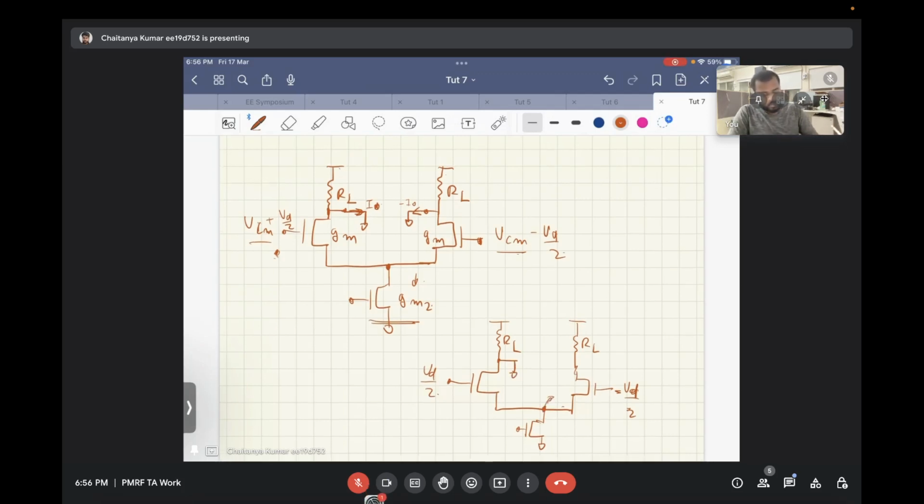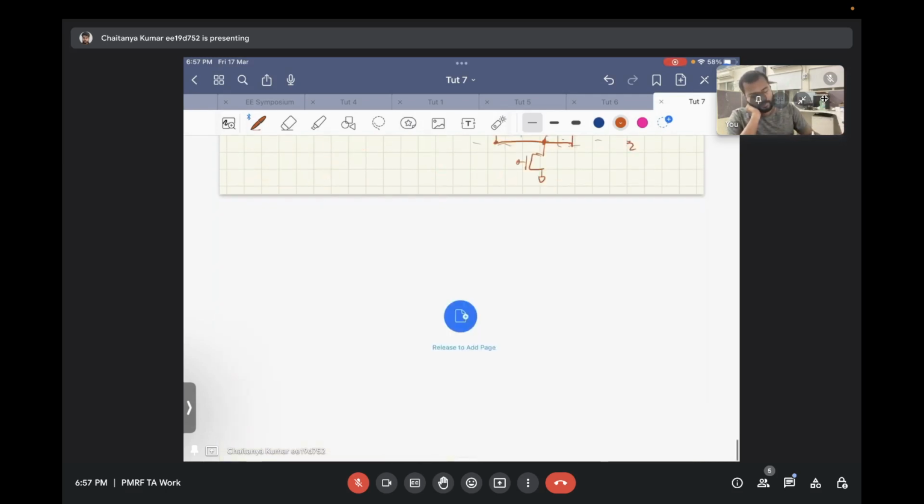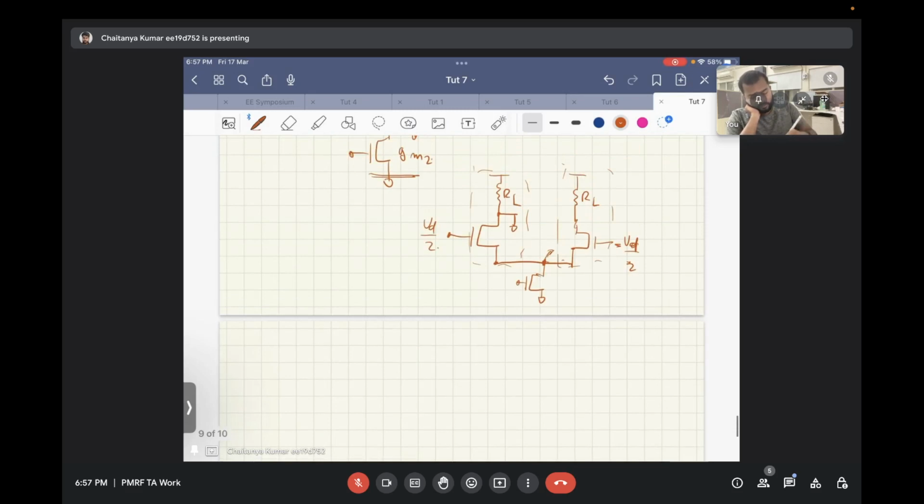Are you familiar with what will be the voltage at this node? Zero, sir. Yeah, balance. So in the differential mode operation, since this is a common node for this differential half circuit and this differential half circuit, the details you will understand in analog IC design. Due to that, the voltage at this node will be 0.